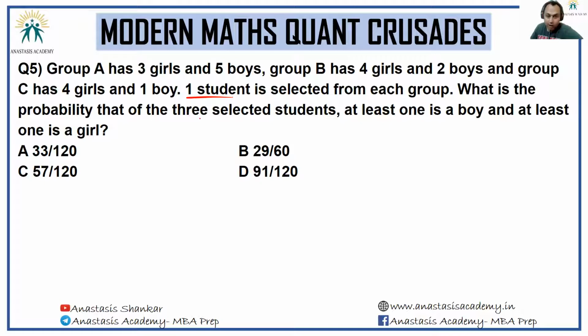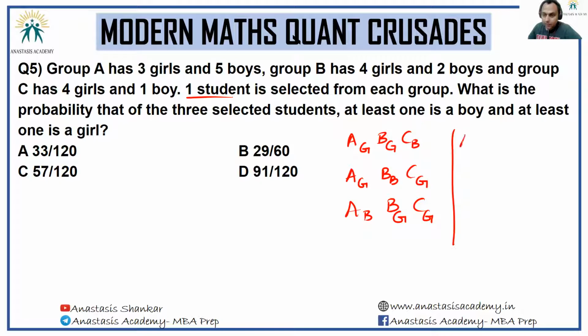What is the probability that of the 3 students selected, at least one is a boy and at least one is a girl? Okay, you need at least one boy and at least one girl from each of the groups. So let's say A girl, B girl, C boy. This is one case. Another case is A girl, B boy, C girl. And the last case is A boy, B girl, C girl. This is when you have 2 girls and 1 boy.